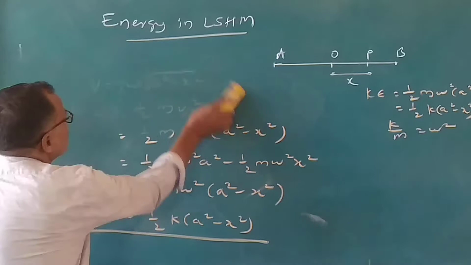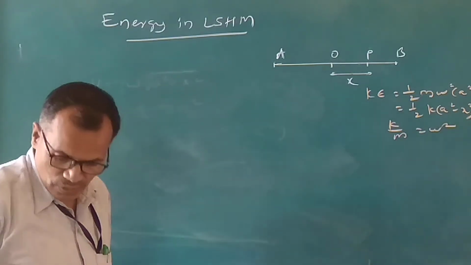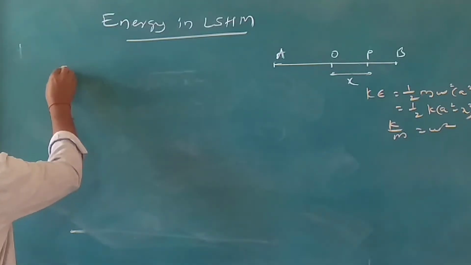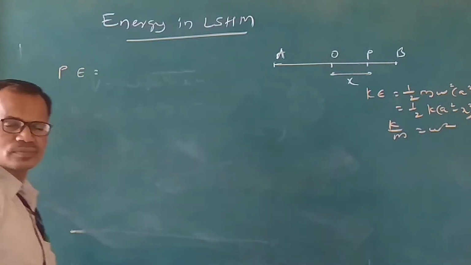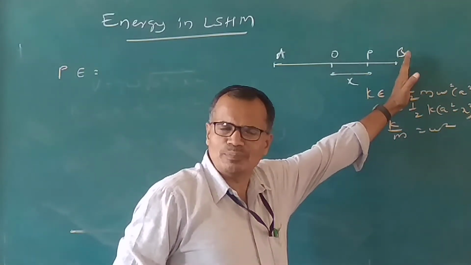Now we will find the potential energy in a linear simple harmonic motion. We have to find the potential energy. Correct? That is the potential energy in SHM. For this, we have considered that the particle is at a distance x from the mean position.